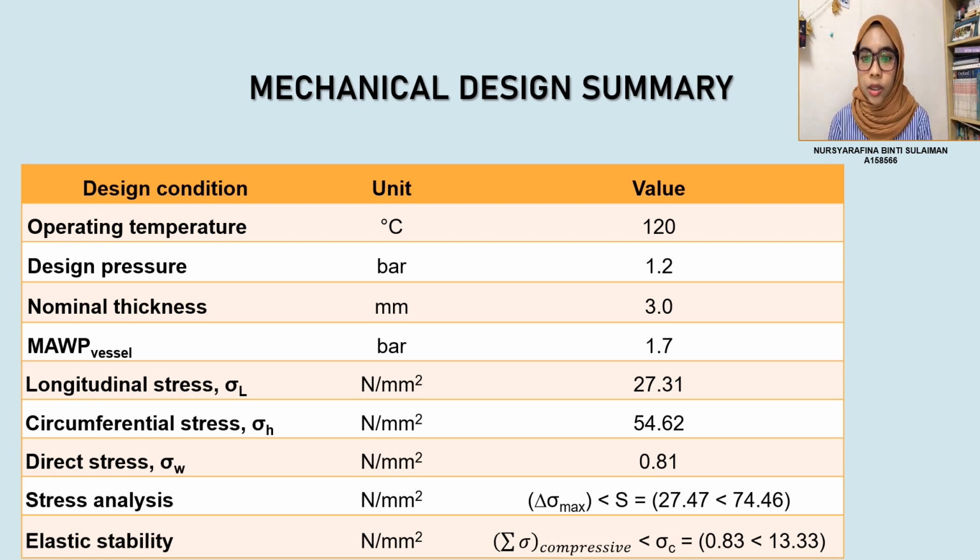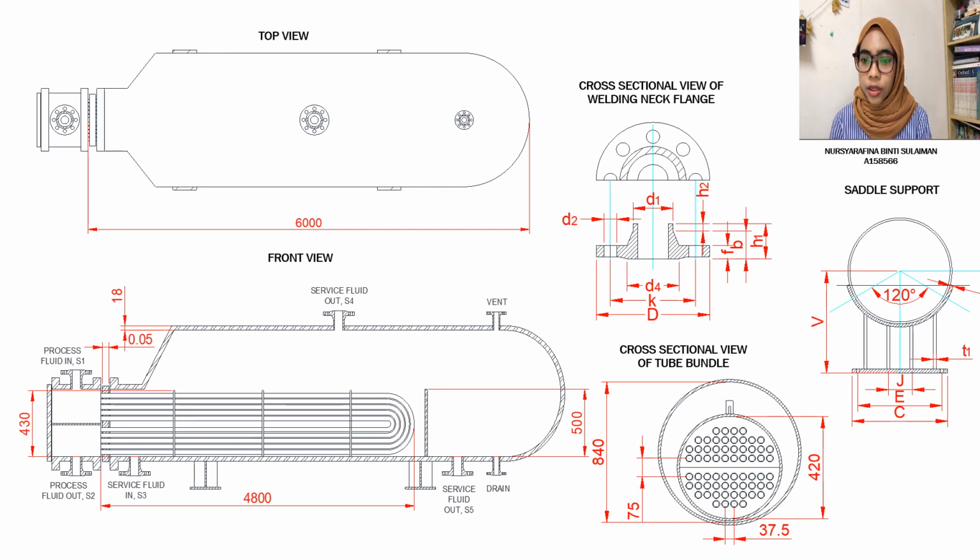Thus, this is the final drawing of the kettle reboiler with a stationary head type A, a channel and a removable cover, combined with a shell type K, a kettle type reboiler, and with a rear head type T, which is the pull-through floating head.